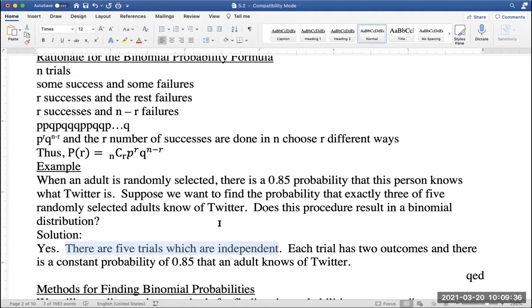Next, does each trial have 2 possible outcomes? Either you know of Twitter or you don't. So each trial has 2 outcomes. Is there a constant probability of success? Success is that they know of Twitter. Yes, there's a constant probability of success, 0.85, that the adult knows of Twitter. Therefore, yes, this is a binomial experiment.